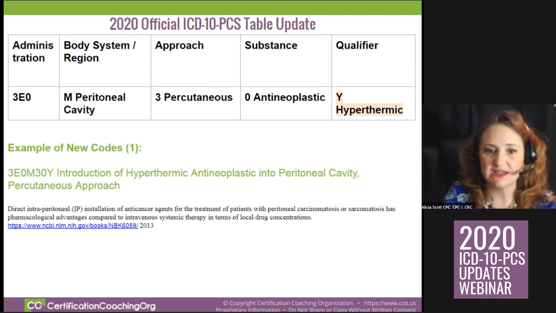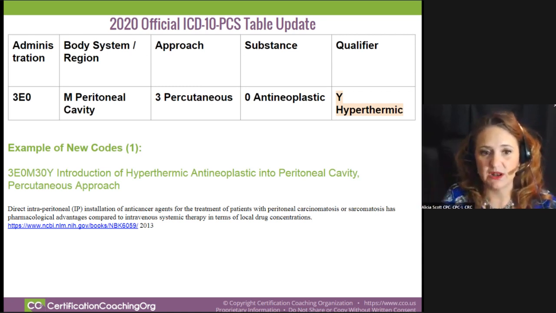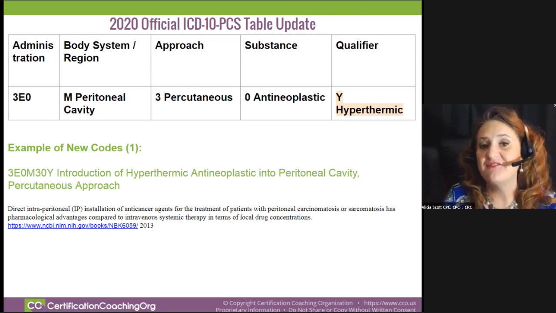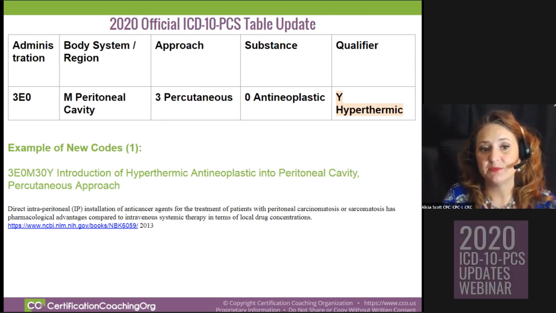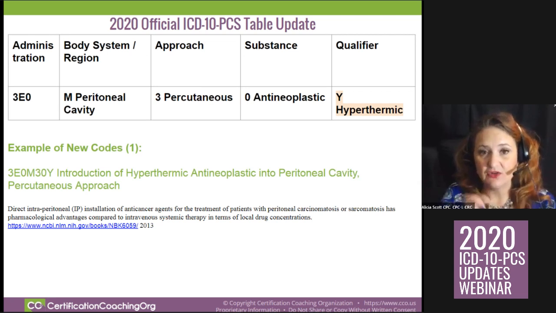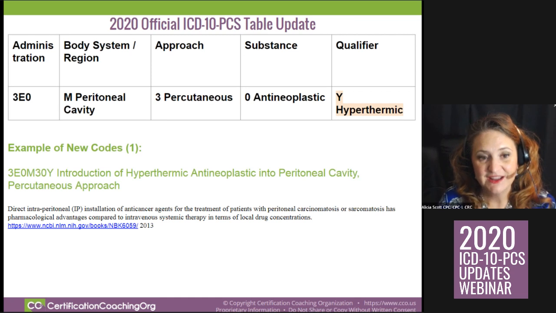So what this study was telling us is that back in 2013, they said, okay, they would just inject this treatment, this hyperthermic, into the vascular system, and it would go around and kill whatever it wanted. But they're saying, hey, there are advantages if we go ahead and just inject this into the peritoneal cavity itself. It'll go in and slow down these cancer cells. So back in 2013, a paper was written about the advantages of it, and now 2020, we're getting it added as a qualifier to our code set.